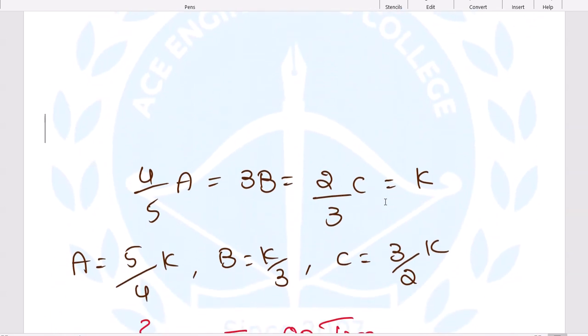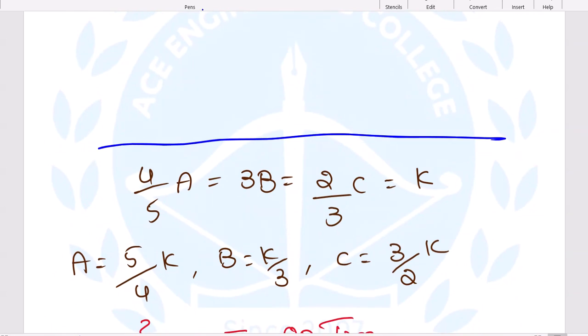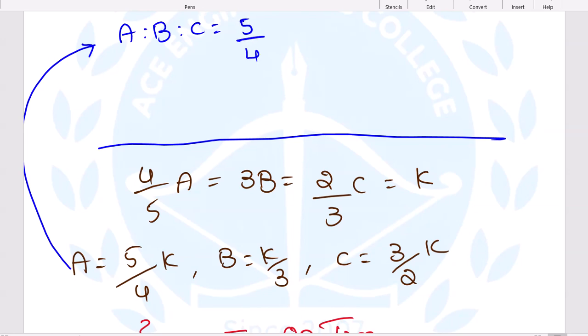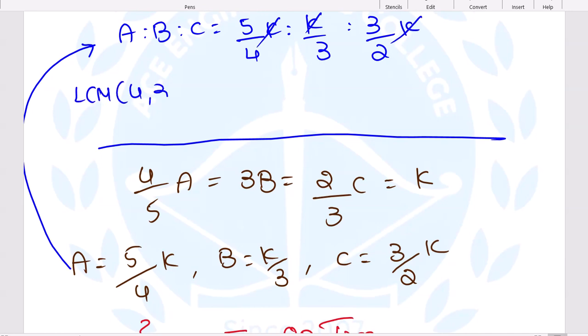Now what I'm doing, I'm taking this A, B, C now. Ratio, one common thing you have to keep in mind: the terms should be integers. We should convert that into integers. Now all are in fractions. Our job is to convert into integers. What are the values in the denominator? Take LCM for that and multiply with it. That's it. 4, 3, 2, if we take LCM, we get 12. Multiply every term with 12.